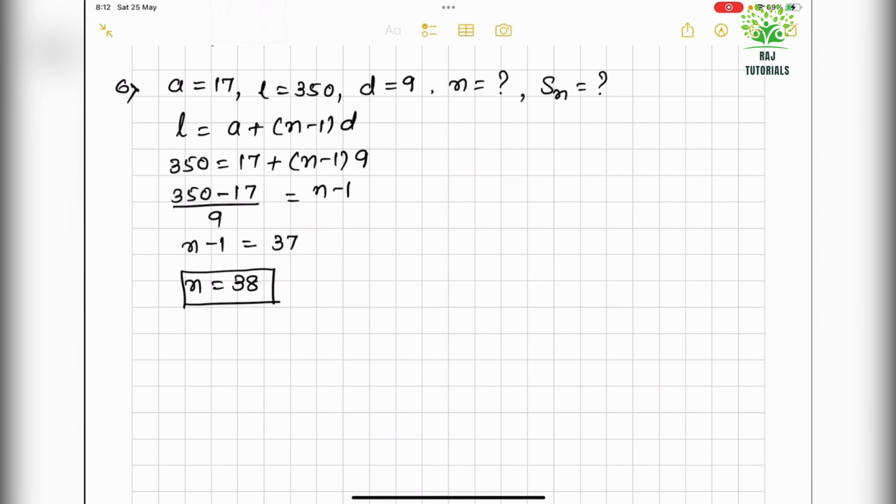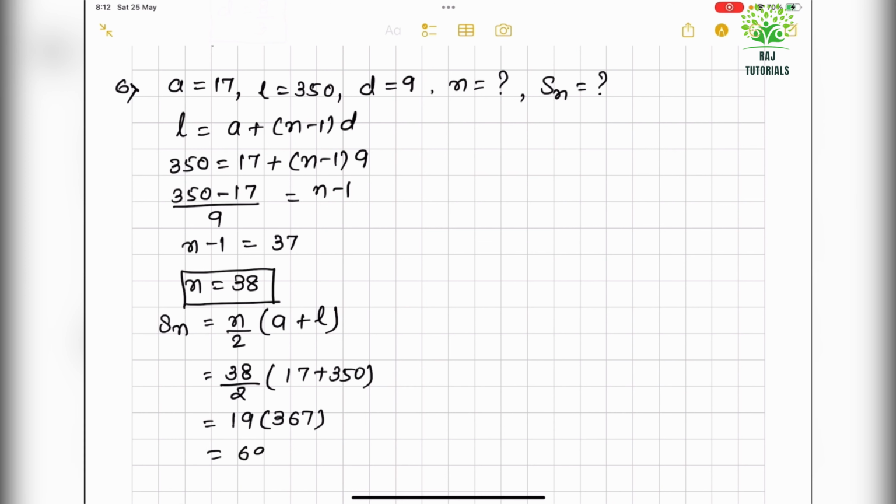Now I have got n. So now I have to use the formula to find the sum. Sum Sn equals n by 2 into (a plus L). That is 38 by 2 into (17 plus 350). So 38 by 2 will be 19 into 367, and that is coming as 6973.